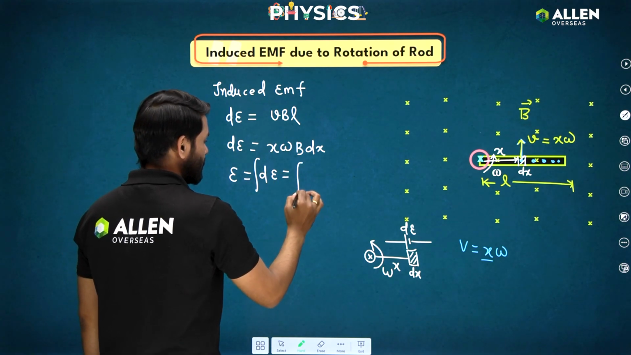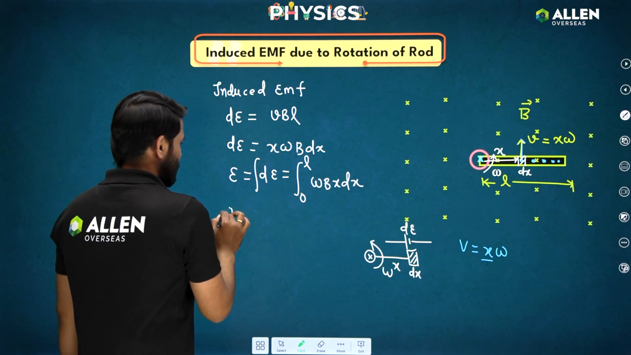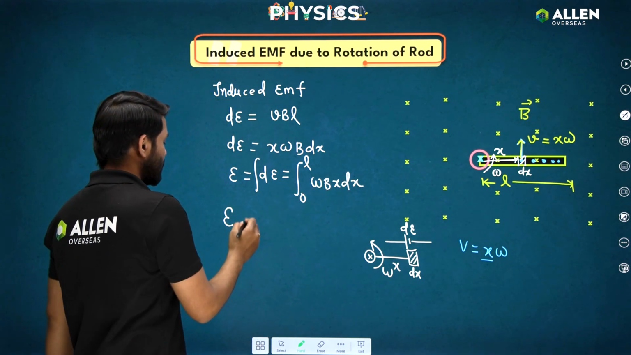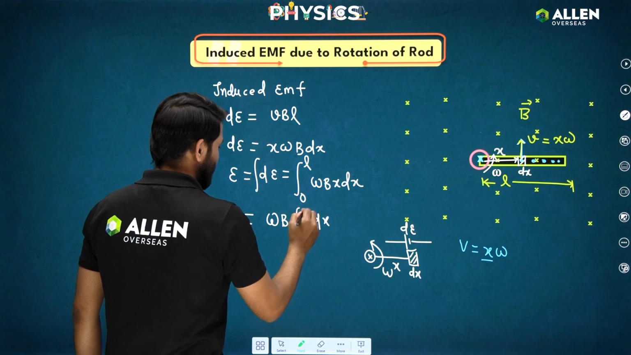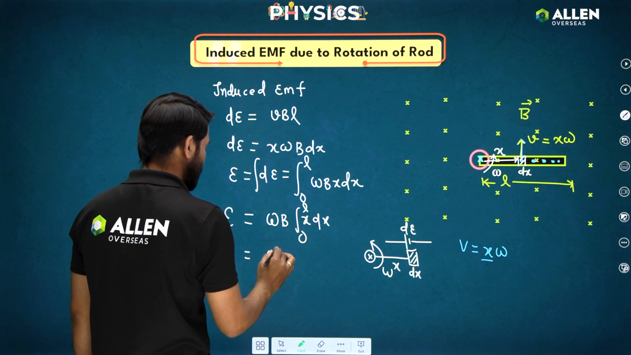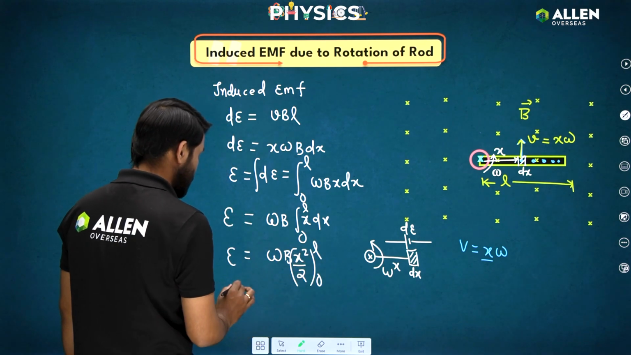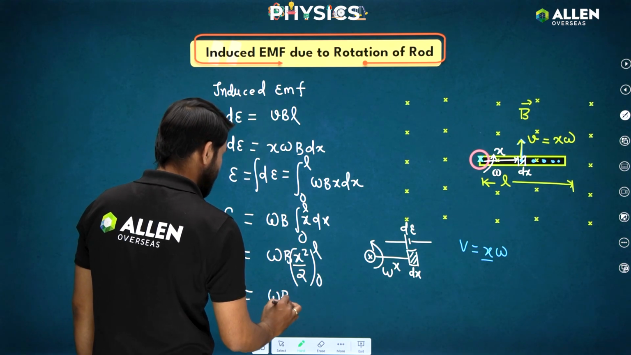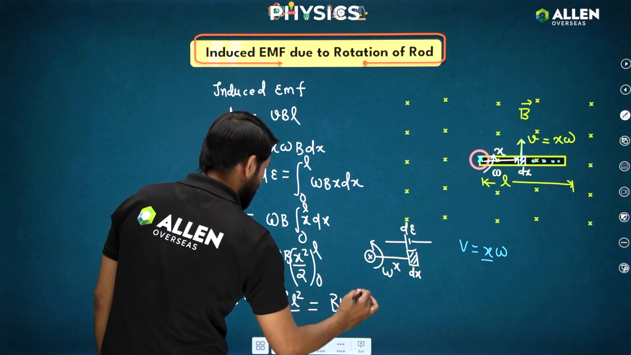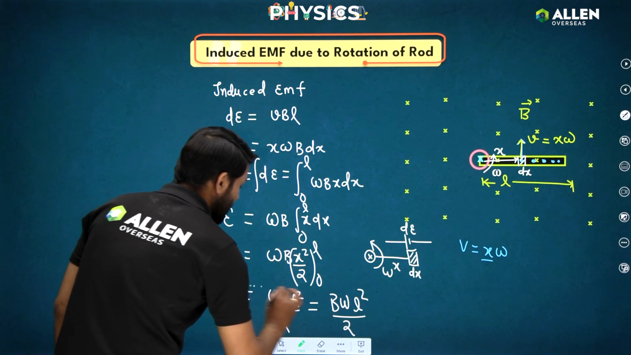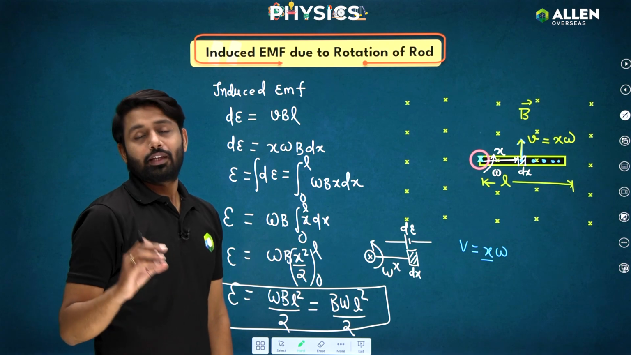So integration from 0 to L, omega B x dx. Omega and B are constant, so you can take them out of the integration. So omega B and integration x dx. Integration of x dx is x square by 2, with limits 0 to L. Now put the limits. So it's omega B L square by 2, or you can write B omega L square by 2. This is the formula which you have to remember if the rod is rotating with angular velocity omega in a uniform magnetic field.